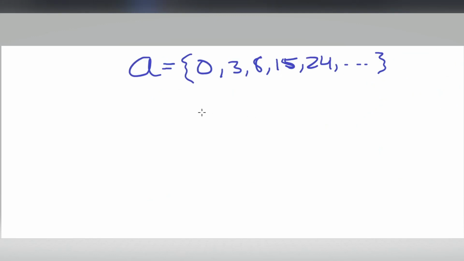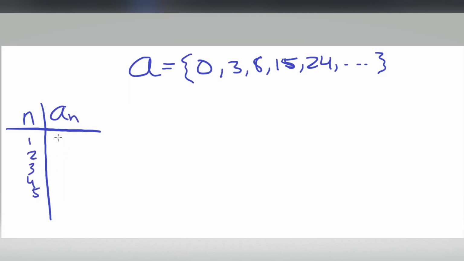Let's see if we can write an explicit rule for this set of numbers. Well, let's first draw our table. N and a of n. 1, 2, 3, 4, 5, 0, 3, 8, 15, 24. Let's try to write these in relation to each other. So this will be 0 plus 3, 3 plus 5, 5 plus 10, 10 plus 14.